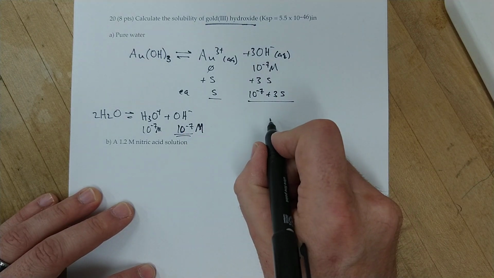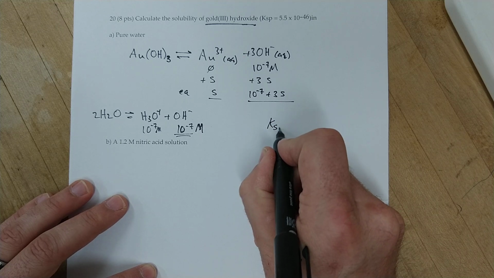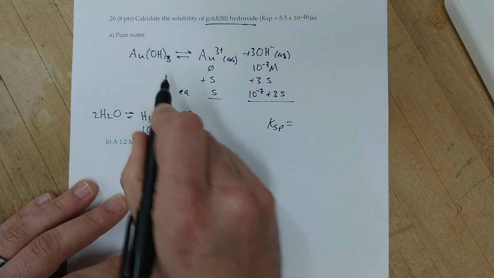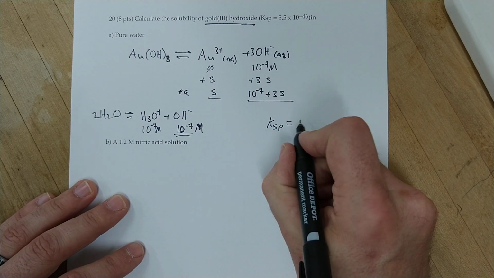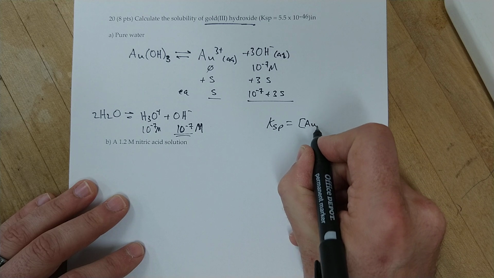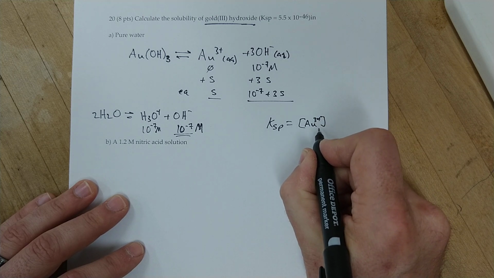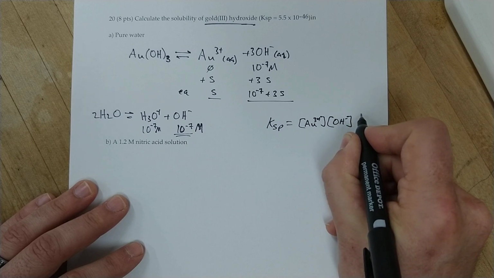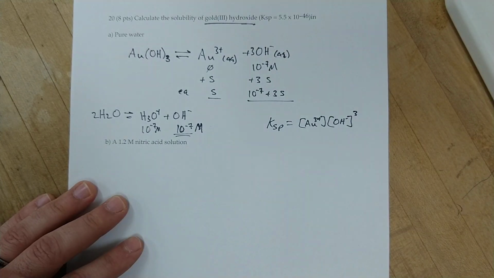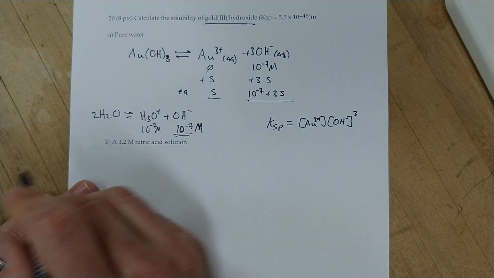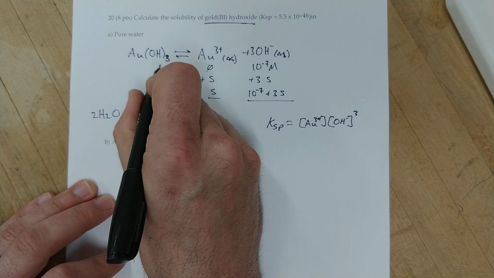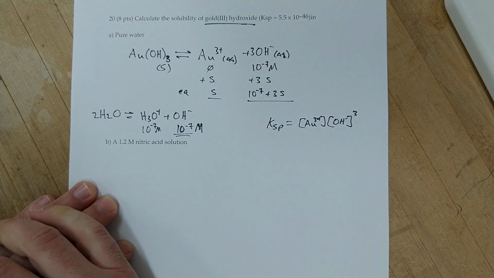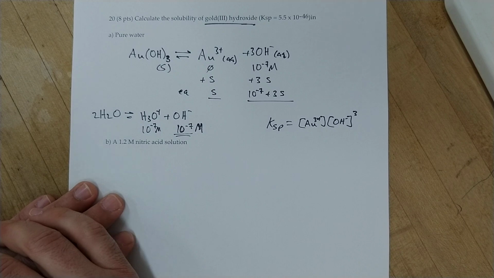So let's go ahead and then write our equilibrium constant expression. KSP for this, the solubility product constant, or the equilibrium constant of this reaction, is just going to be the gold molarity times the hydroxide molarity to the 3rd power. And that's it. We don't include the gold hydroxide because it's a solid. It's not mixed in with the water in this reaction, so it's not part of the equilibrium.